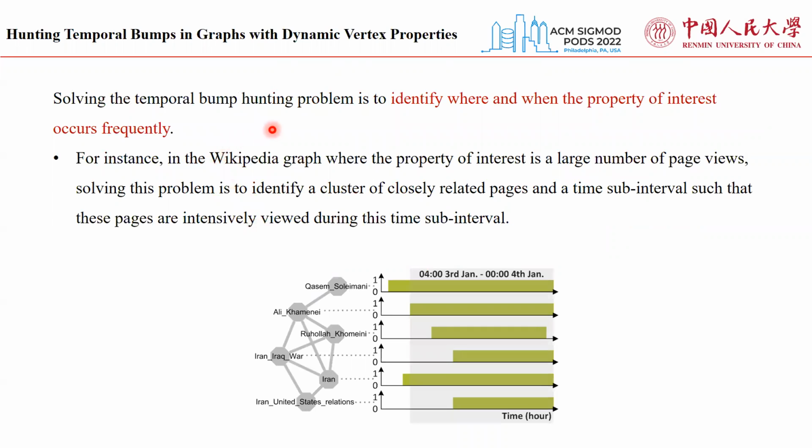Solving the temporal bump hunting problem is to identify where and when a property of interest occurs frequently. For instance, in a Wikipedia graph where the property of interest is a large number of page views, solving this problem is to identify a cluster of closely related pages and a time subinterval, such that these pages are intensively viewed during this time subinterval.